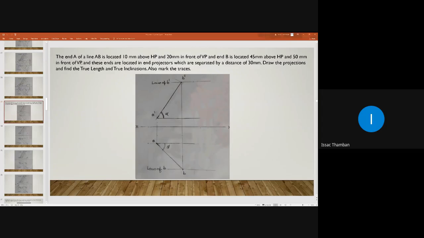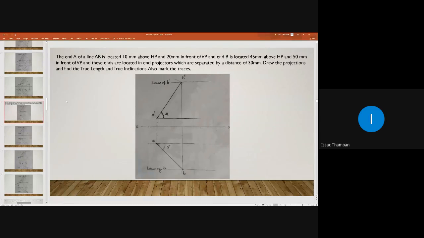So, have you finished this question? Yes, sir. Okay. Now, let us consider the solution. Here we are considering another type of problem from lines inclined to HP and VP.